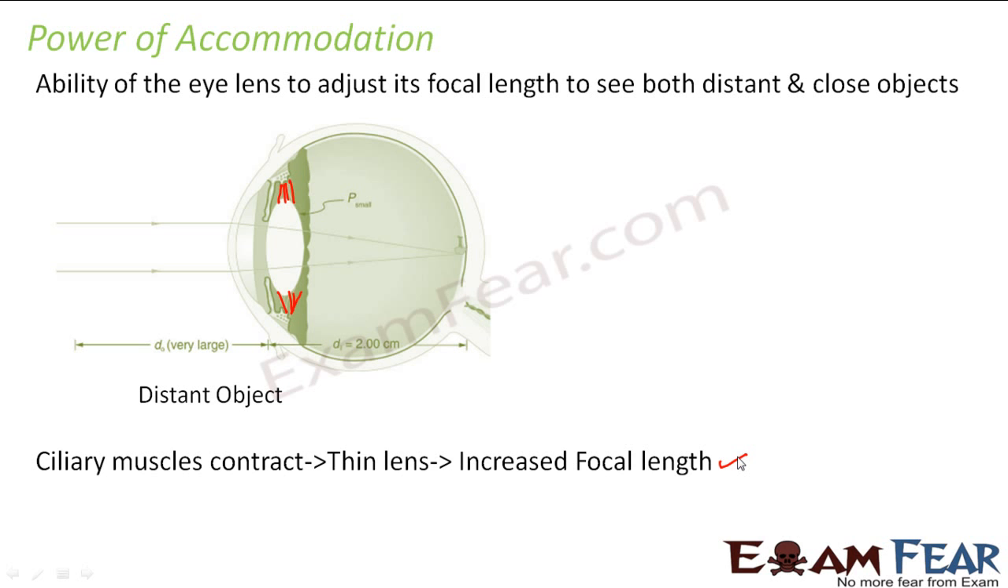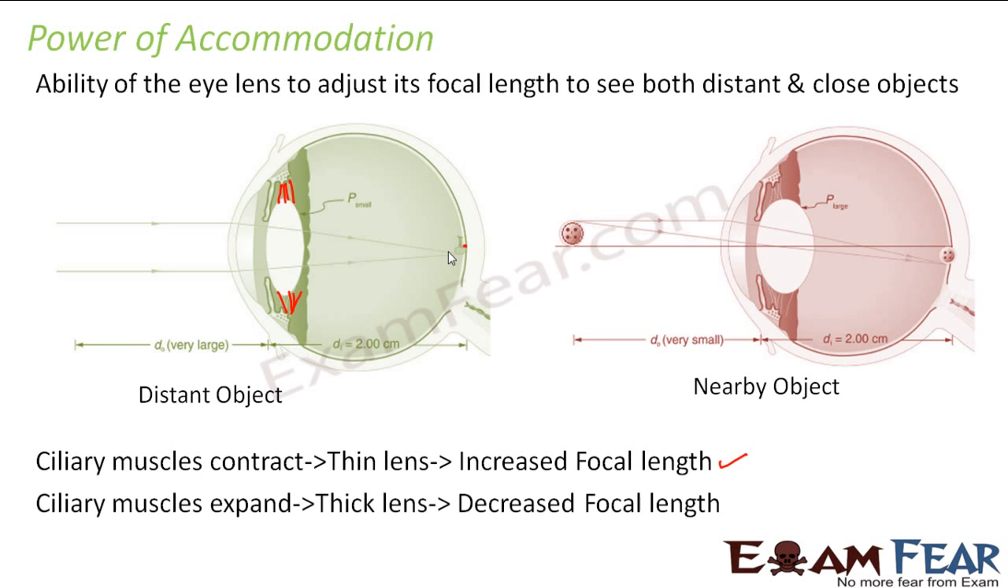But what is the maximum value of focal length that is possible? The maximum value of focal length is this much, which is the retina. It cannot be more than that. So that means there is a limitation to the contraction of ciliary muscles. There is a maximum value of focal length up to which the ciliary muscles can contract. They cannot contract beyond that.